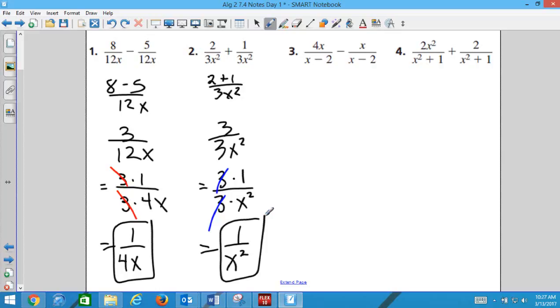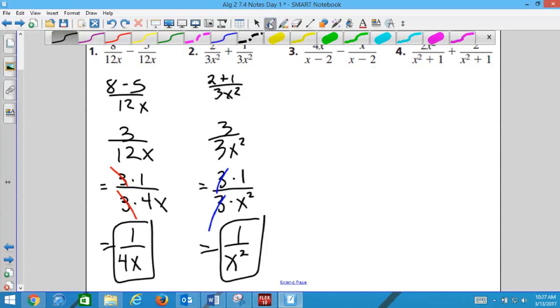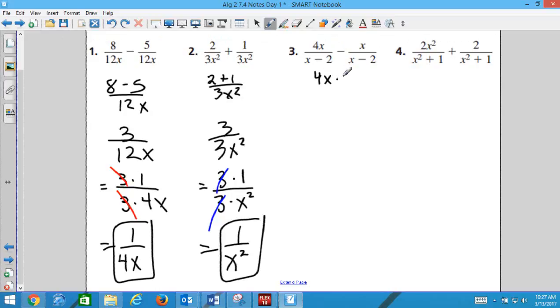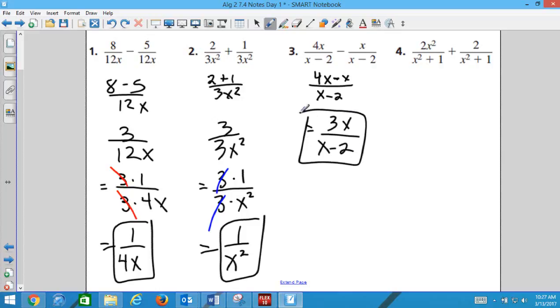Next one, 4x minus x over x minus 2. And on top, 4x minus x is 3x over x minus 2. Some of us have that problem. I saw some interesting answers. So on top we have 3x. On the bottom we have x minus 2. Nothing factors out of the bottom. It's just x minus 2. Nothing factors out. So this is the answer. And the last one, some of us added together things that are not like terms.